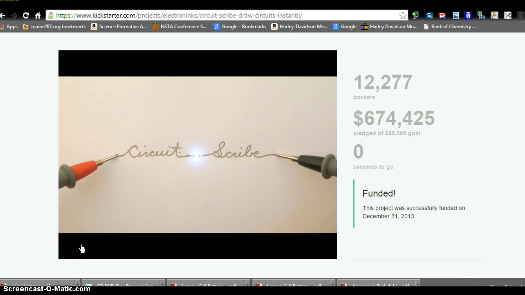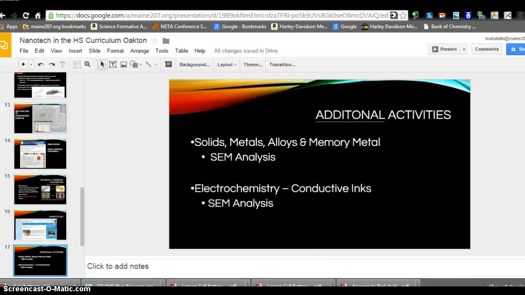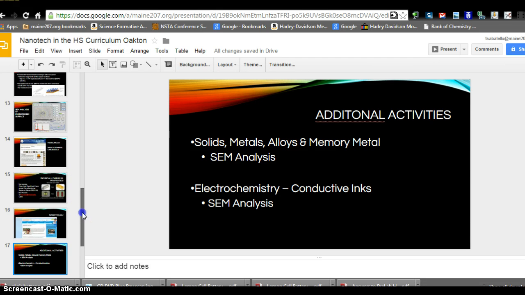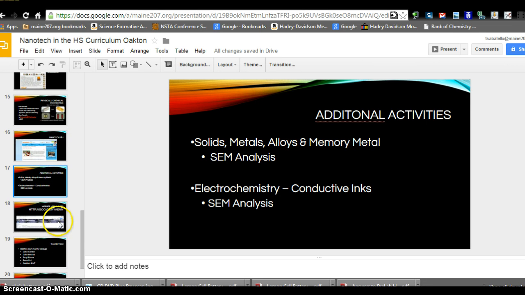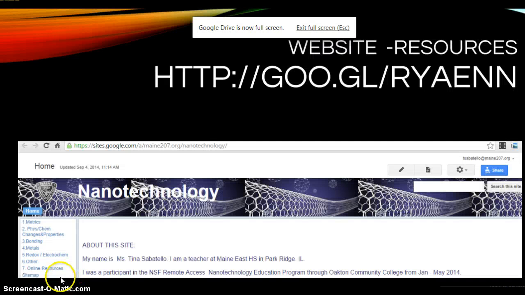So they write with Circuit Scribe, and it conducts electricity. I'm going to have the students synthesize, analyze, and test their silver conductive ink this year in the unit on electrochemistry. Again, there is a shortened URL for the website.